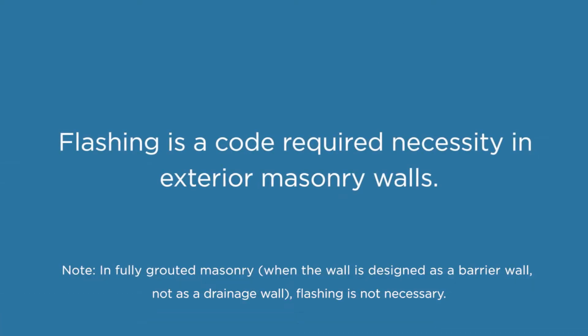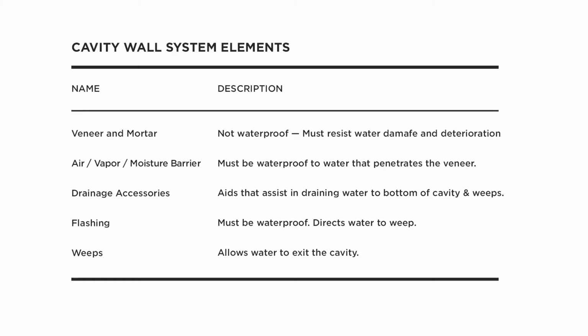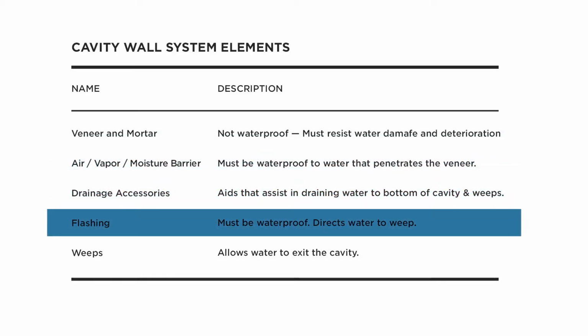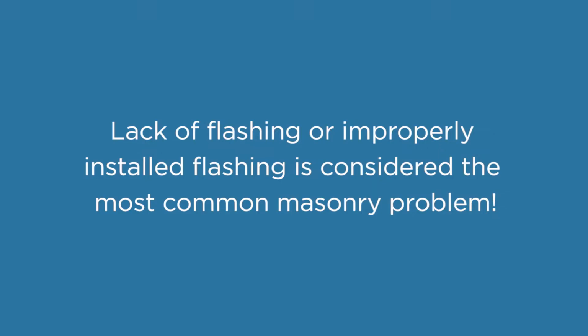Flashing is a code-required necessity in exterior masonry walls. In fully grouted masonry, flashing is not necessary. In these cases, the wall is designed as a barrier wall rather than as a drainage wall. Flashing functions as a critical component of the overall cavity system. Lack of flashing, or improperly installed flashing, is considered the most common masonry problem.